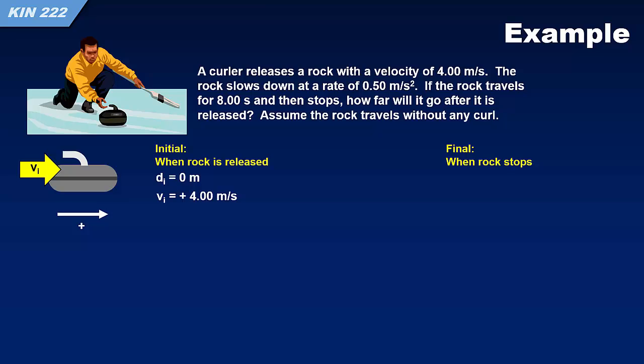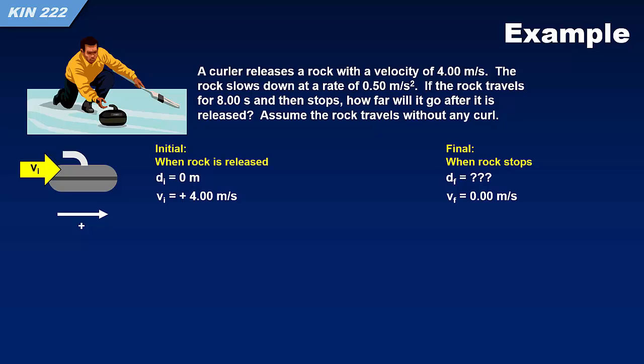In the final condition, we're looking at the final displacement. We actually don't know what it is, because that's what the question is asking. It's asking how far the rock will go after it's released. In terms of final velocity, based on the question, we know that the rock has come to a stop, so the final velocity is 0 meters per second. That gets us our initial and final conditions.